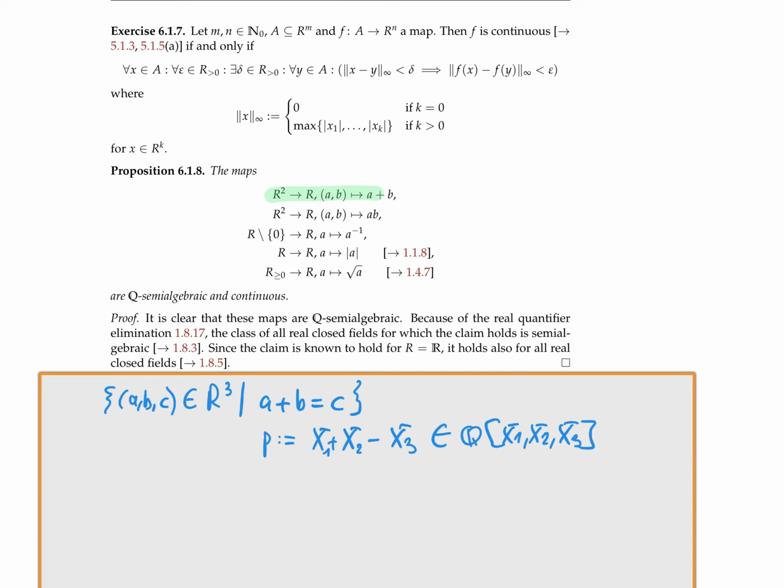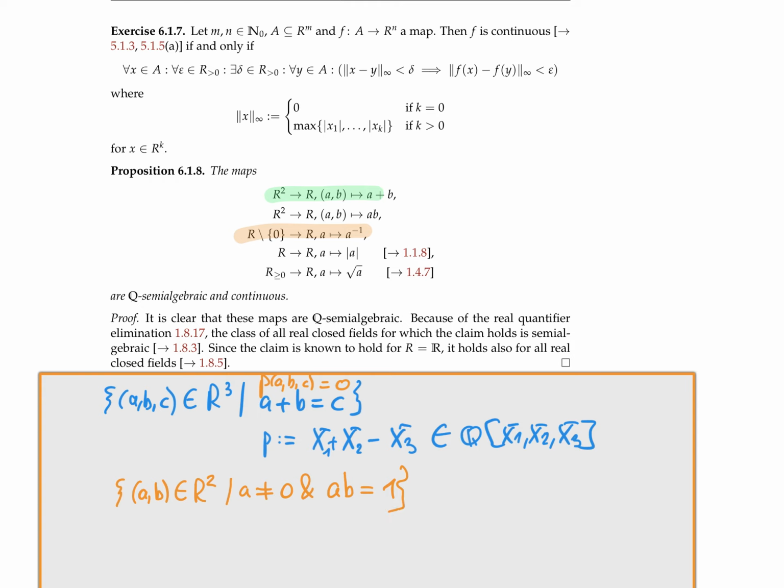And you could write this as P of A, B, C equals 0. Same thing for multiplication. What's the graph here? Let's make this example here. Oh no, sorry, that one. So the graph here is the set of all (A, B) in R², such that A is not equal to 0 and A times B is 1.